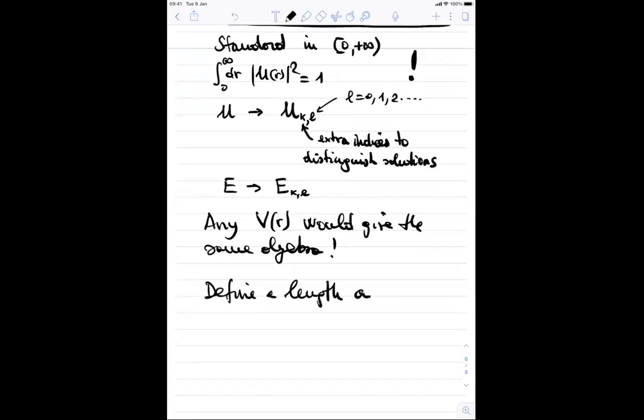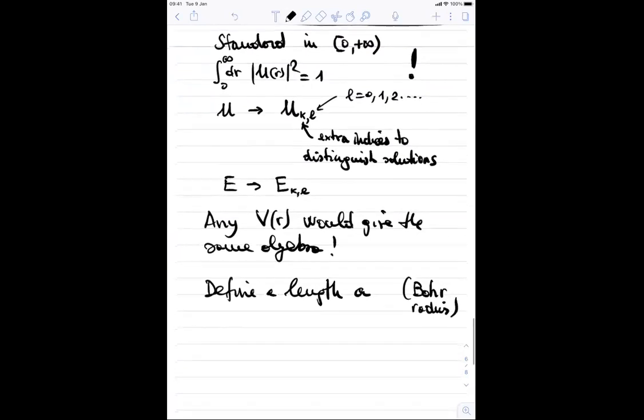A, I call it A. It will be the Bohr radius in a while. You will see the Bohr radius. But so far, I don't know. I just pretend that the Coulomb energy associated with this length A, this is the Coulomb energy.